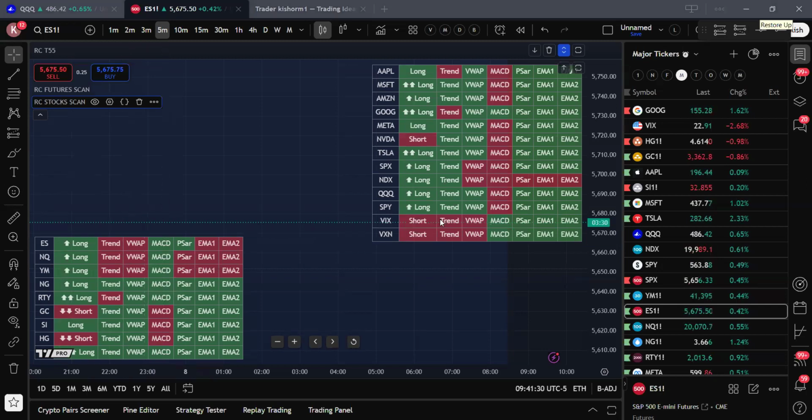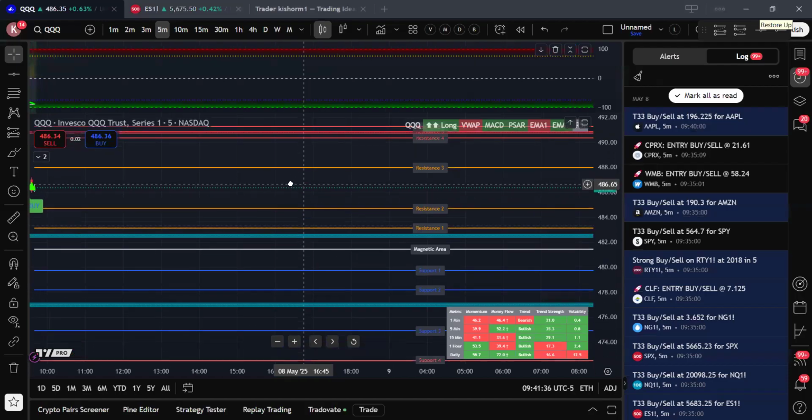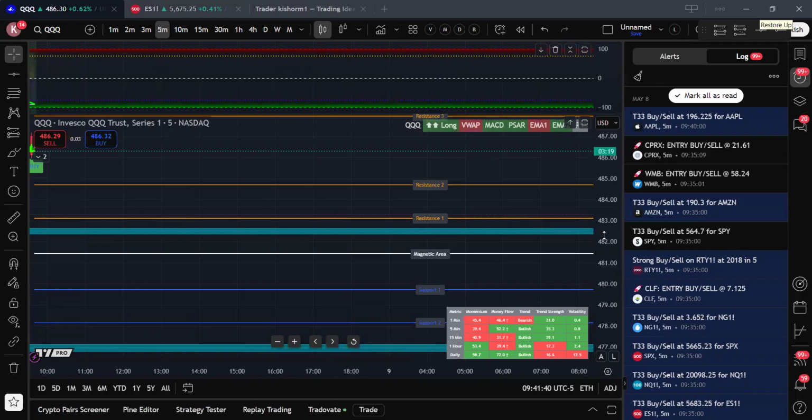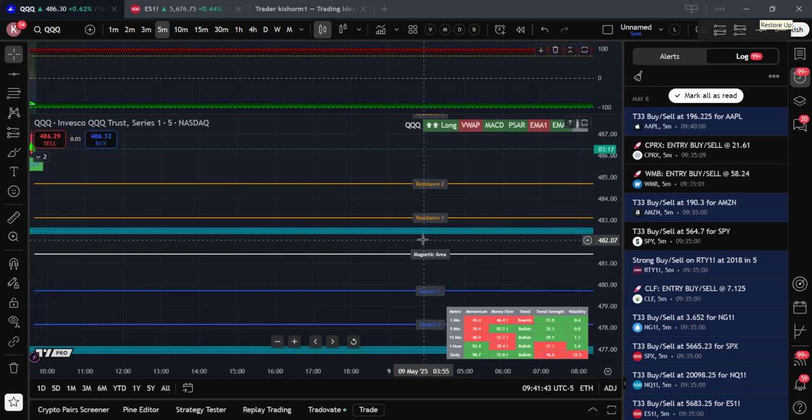The first fundamental rule we need to understand is there is a major level for every stock, every futures ticker, which is called a magnetic area, where there are millions of buyers and sellers.